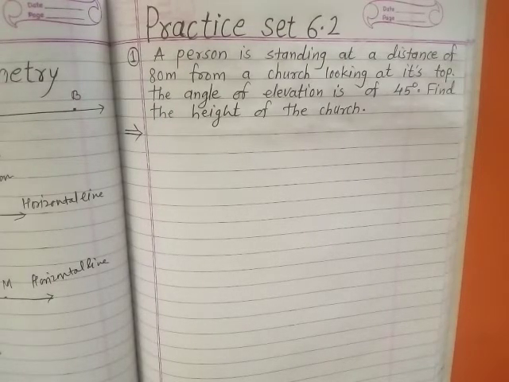The first example is that a person is standing at a distance of 80 meters from a church. Looking at its top, the angle of elevation is 45 degrees. Find the height of the church. Okay, this is the example.